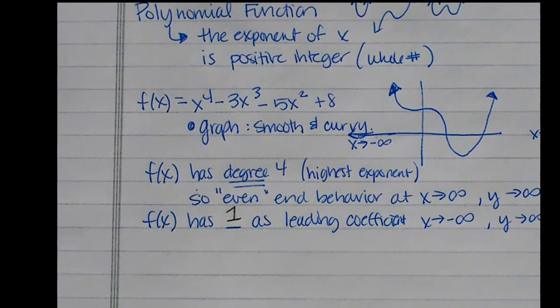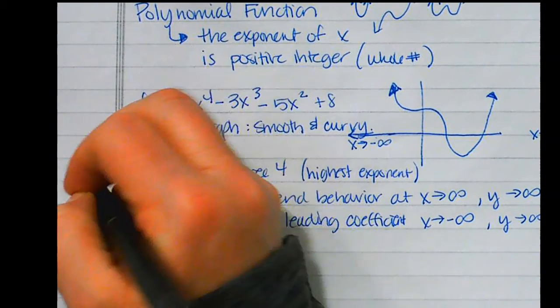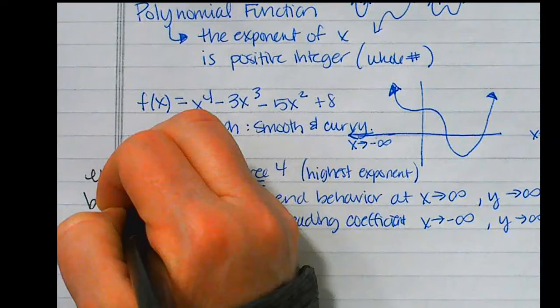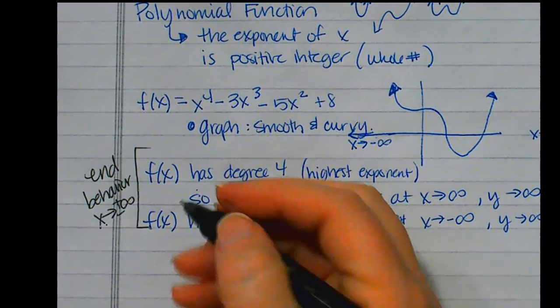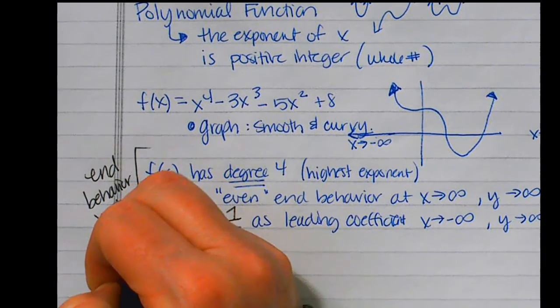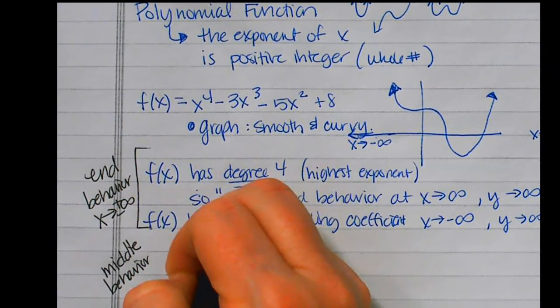So that's what I'm talking about, remembering some of this polynomial definition stuff, because we can get a lot based on what the degree is and what the leading coefficient is. So all of this talks about end behavior. We're talking about x going to positive or negative infinity. When we talk about middle behavior, we would write how f of x is factored.